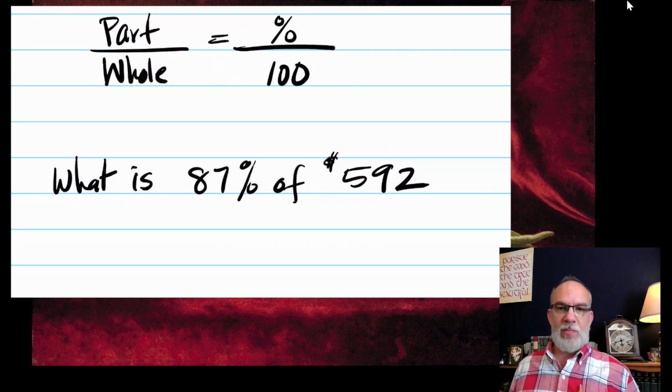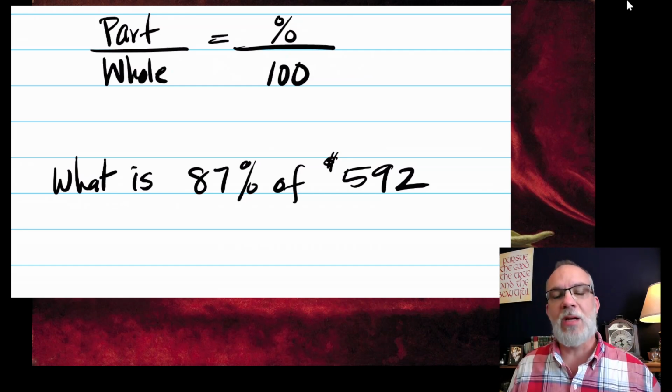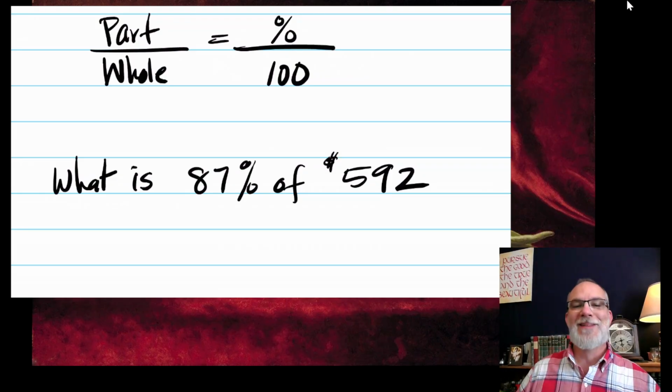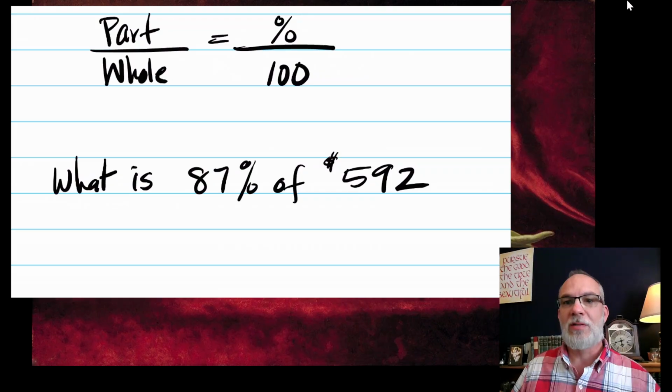Like, I don't know. Let's say that you go into a bank and it's a really good bank, and they're going to say, hey, we're going to pay you 87% interest. And you say, gee, I got $592. What can I earn? Well, what can you earn? What is 87% of $592? Go. Press pause in the video.